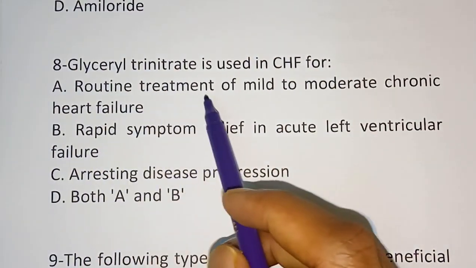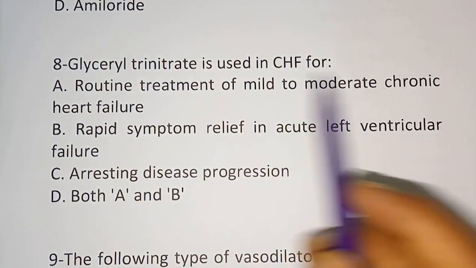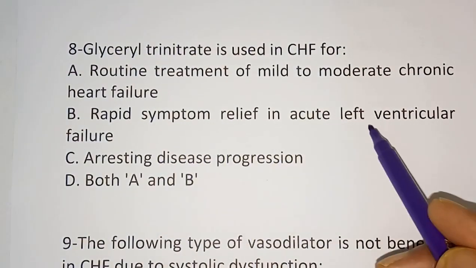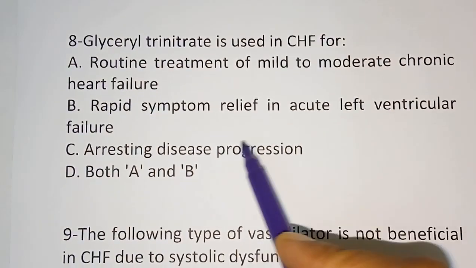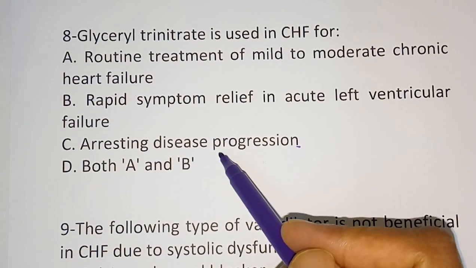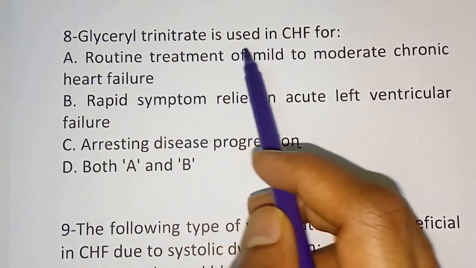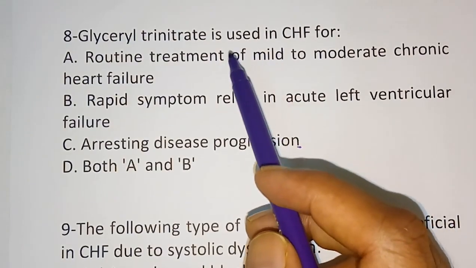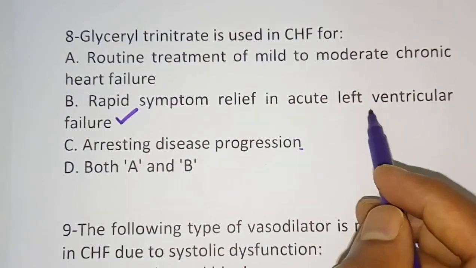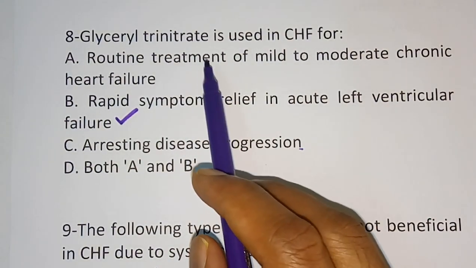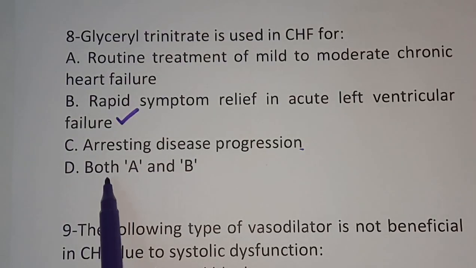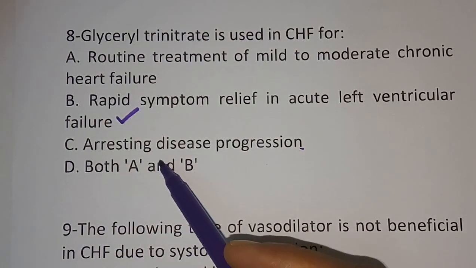Options are: A, routine treatment of mild to moderate chronic heart failure. Option B, rapid symptom relief in acute left ventricular failure. Option C, arresting disease progression. Option D, both A and B. So GTN is used in CHF for. The correct answer for this question is option B, rapid symptom relief in acute left ventricular failure.